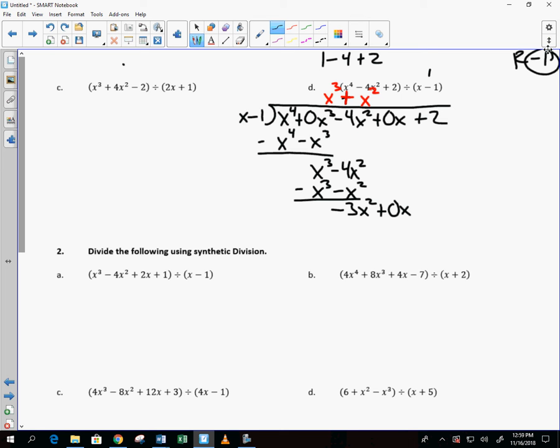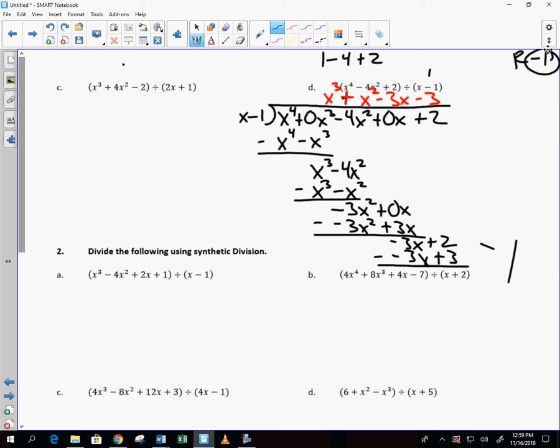What do you multiply x by to get negative 3x squared? Negative 3x. Negative 3x times x, negative 3x squared. Negative 3x times negative 1, positive 3x. Subtract. Negative 3x, drop down the 2. What do you multiply x by to get negative 3x? Negative 3. Multiply and you get negative 3x plus 3. Subtract those and you get negative 1.